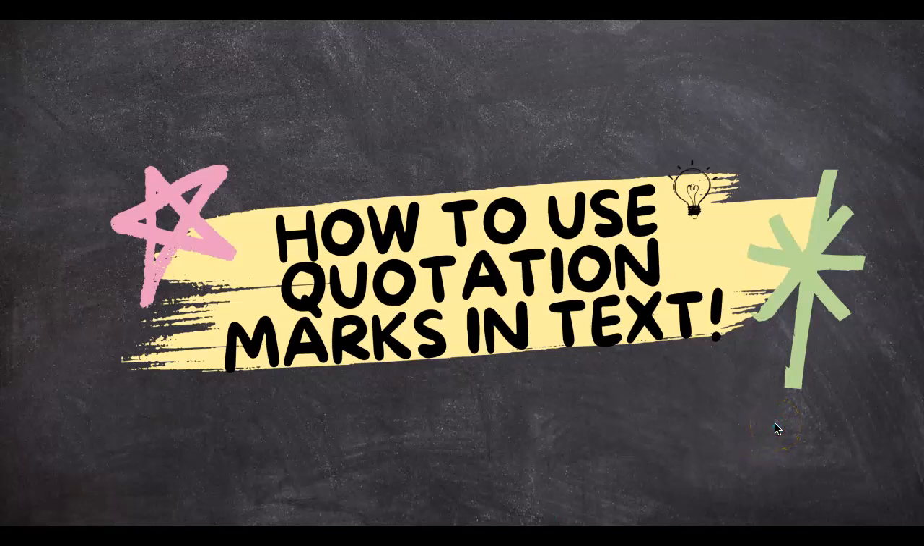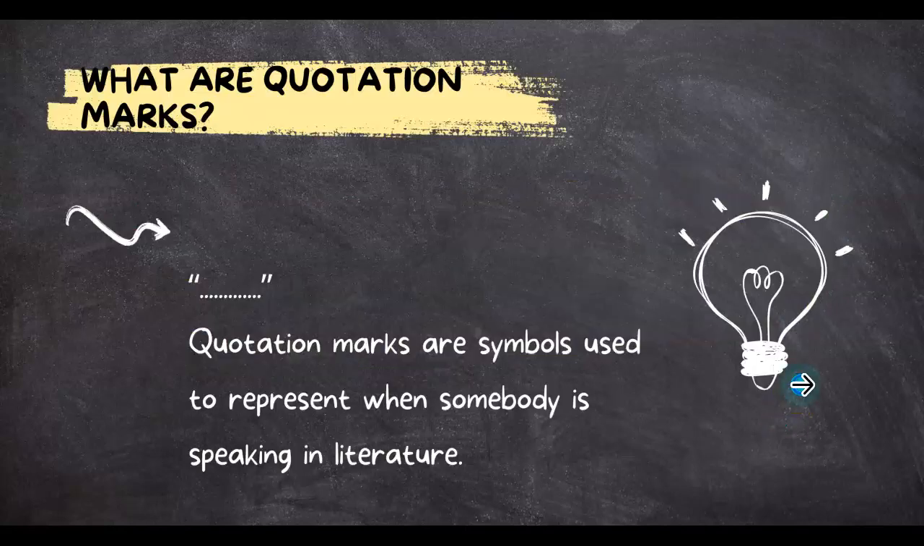Hi, today we're going to be learning how to use quotation marks in text. So let's begin. First of all, what are quotation marks? Quotation marks are symbols used to represent when somebody is speaking in literature and in your own writing. So we have quotation marks here. This is our beginning quotation mark, and then this is our end quotation mark.